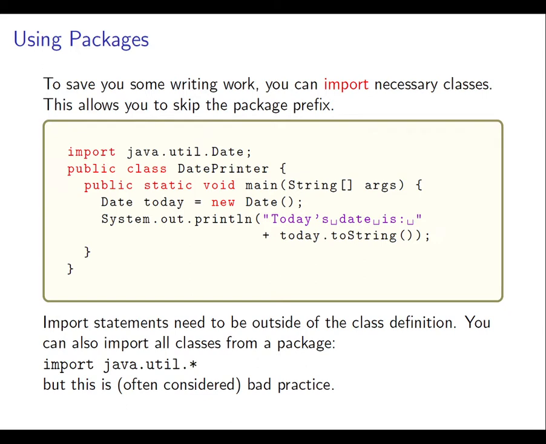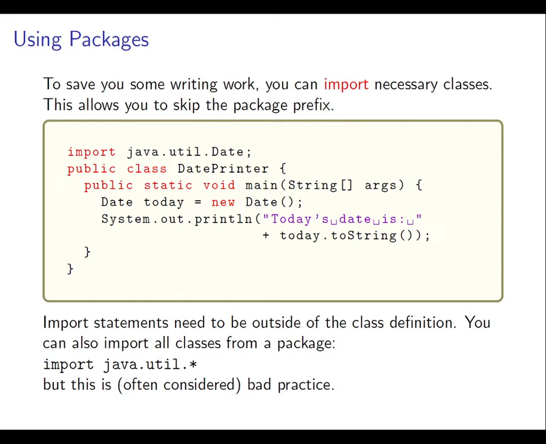That's a bit tedious, and so to save you some writing work, you can import the necessary classes. What that tells you is that you can skip the package prefix, because what you're saying is, within this class that I'm writing, I want the names which are declared inside this class java.util.Date to be available to me to use without my needing to specify the package prefix. And so we get to write the simpler version, Date today = new Date.